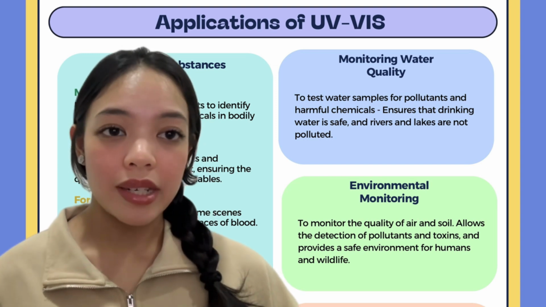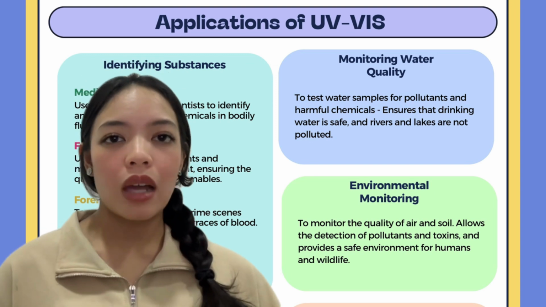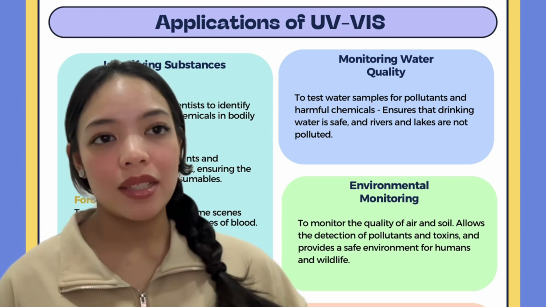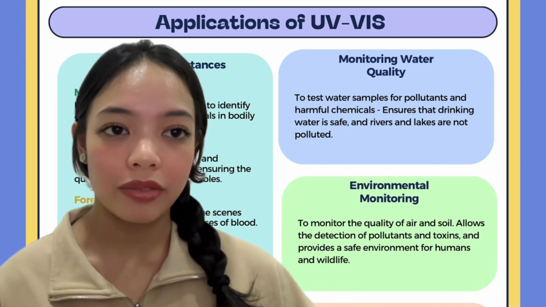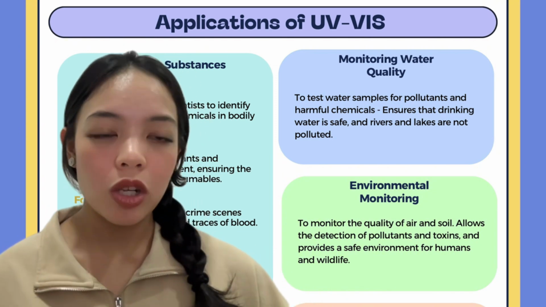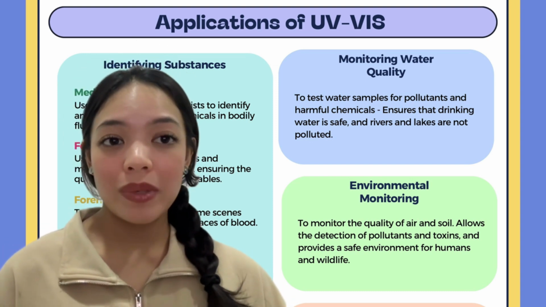The quality of water is determined by testing water samples for pollutants and harmful chemicals, which ensures that our drinking water is safe and that rivers and lakes are not polluted. It can detect things like nitrates, which come from fertilizers and can harm aquatic life. On the other hand, environmental scientists use UV-vis to monitor air and soil quality. It helps detect pollutants and toxins, ensuring that the environment is safe for humans and wildlife.